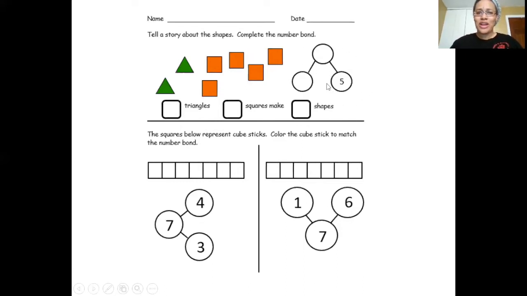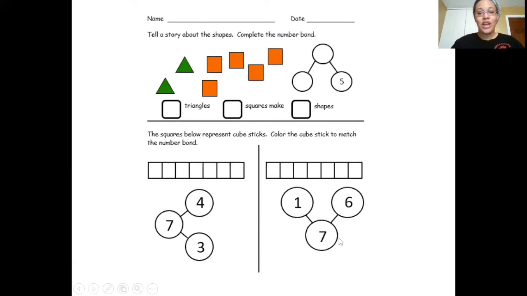And look, our number bond is already filled in with 5. Which one showed 5? Right, our squares. So you're writing how many triangles you see, how many squares, and they make 7 shapes. Down below, it says the squares represent your cube sticks. You're going to color your cube stick to match the number bond.